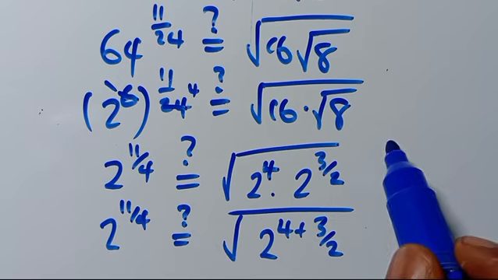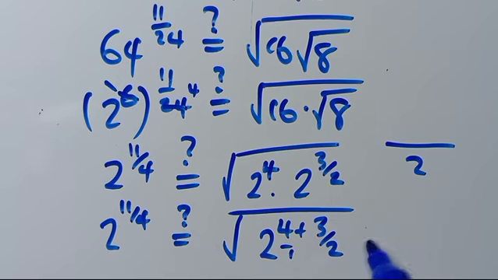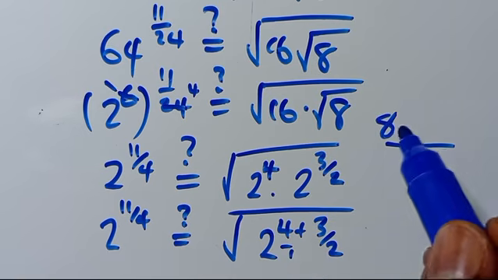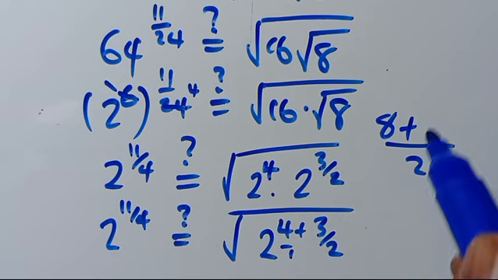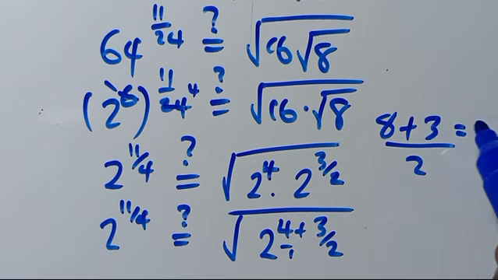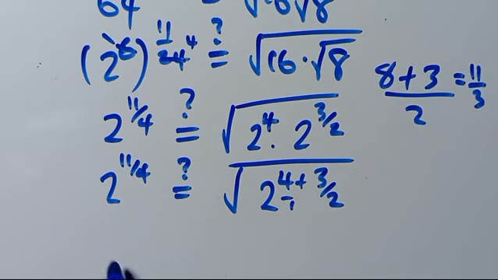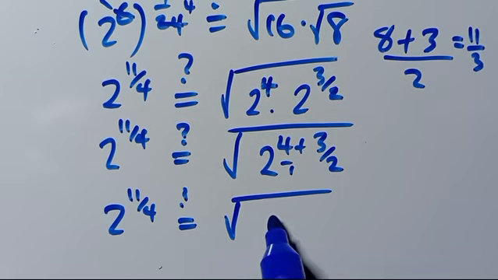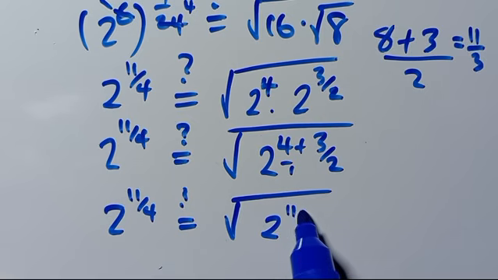So this one we find the LCM will be 2. Here 2 divided by 1 is 1, 1 into 4 is 4, times 2 will be 8, plus 2 divided by 2 is 1, 1 times 3 is 3. This gives us 11 over 2. So we have 2 to the power of 11 over 4. Then it's going to be equal to square root of 2 to the power of 11 over 2.